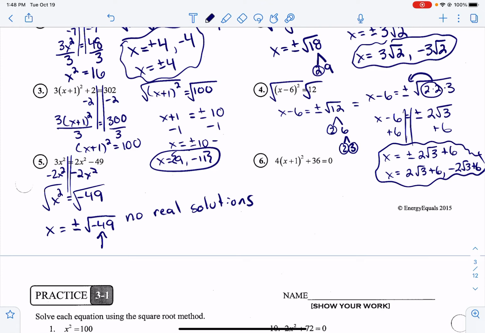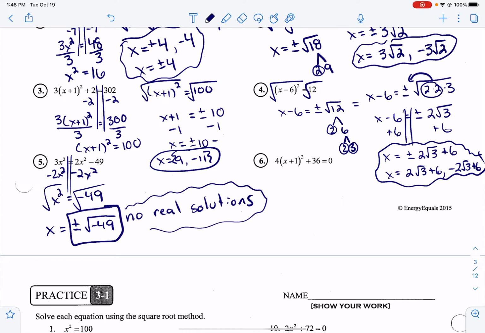So your answer is either this. You could put this as your answer, just like it is, or you're going to say no real solutions. That's what I would like to see as your answer to number 5.